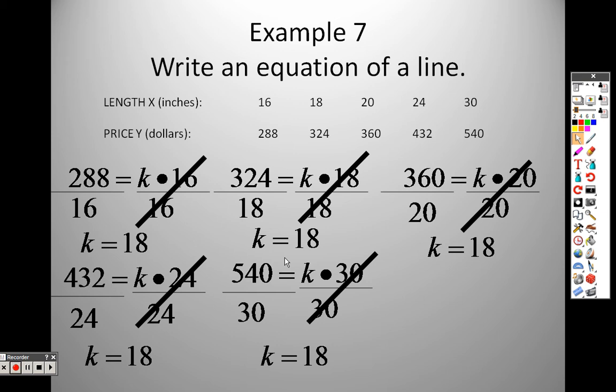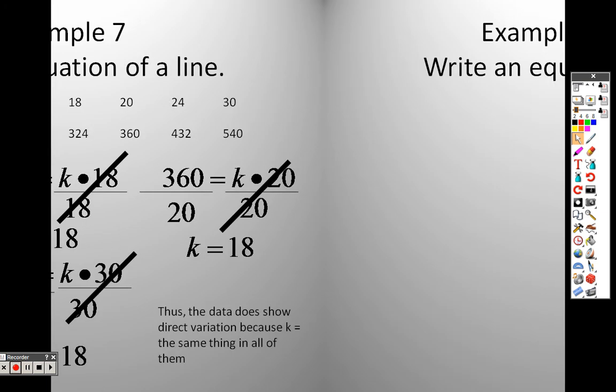Every single one gives me 18, which is actually kind of interesting. When we're dealing with direct variation, you need that k, that constant term, to be the same. That's how you know if you're dealing with direct variation. And each of these, when you divide them, the k is 18. Thus, the data does show direct variation, and k equals the same thing for all of them.